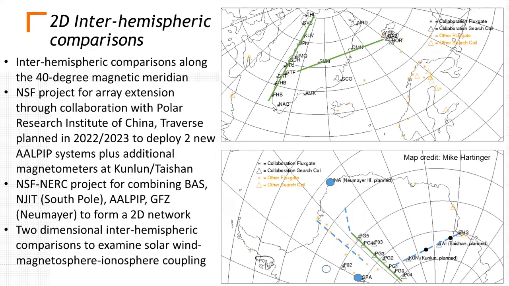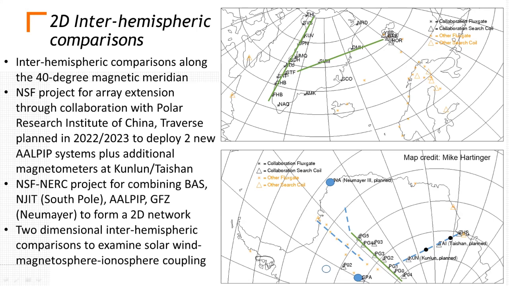Now, how do we get this array? Through international collaboration. Firstly, we built the East Antarctic array along the 40 degree magnetic meridian, which is magnetically conjugate with the DTU West Greenland magnetometer chain. Then through collaboration with BAS and other international collaborators, we extended new stations towards the aurora zone.